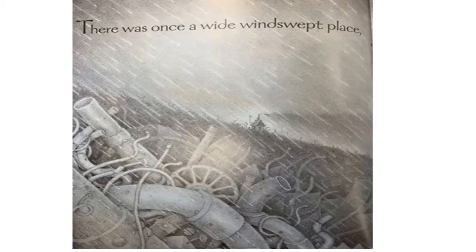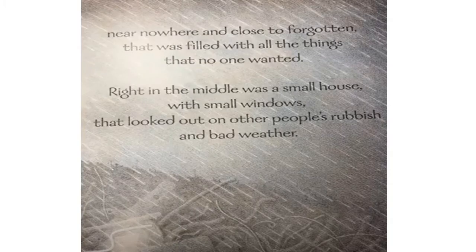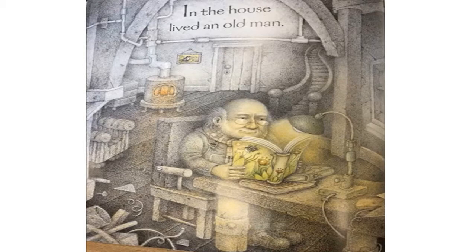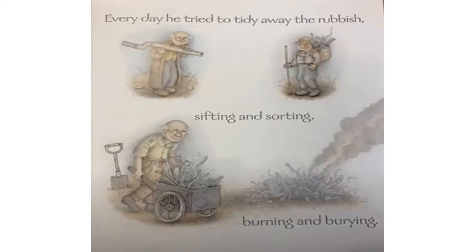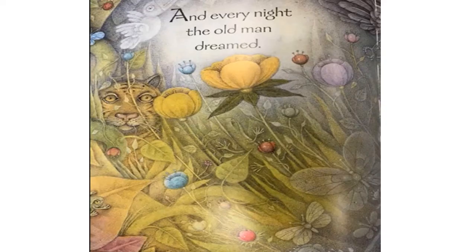There was once a wide, windswept place, near nowhere and close to forgotten, that was filled with all things that no one wanted. Right in the middle was a small house, with small windows that looked out onto other people's rubbish and bad weather. In the house lived an old man. Every day he tried to tidy away the rubbish, sifting and sorting, burning and burying. And every night the old man dreamed.